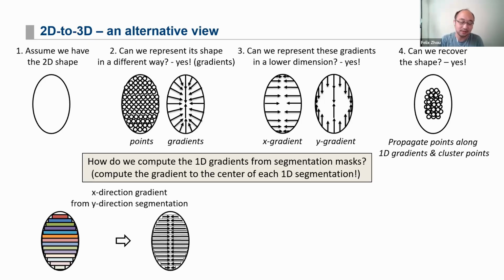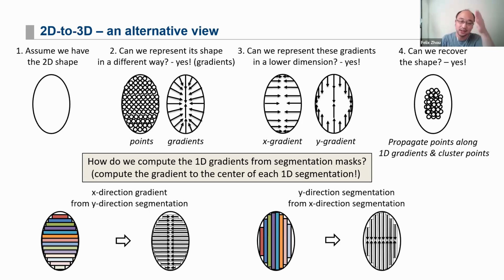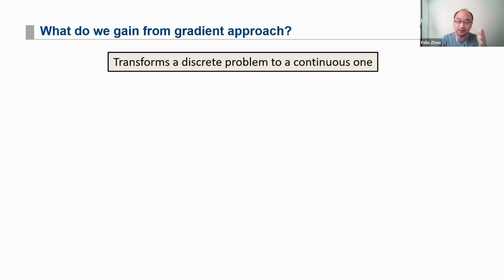In 1D, this is trivial. It's always going to be, you just propagate to the center. So in the X direction, you just propagate to the center here. In the Y direction, propagate to the center here. Okay. So this is a reformulation of the problem from a discrete matching problem to just a continuous geometric problem.